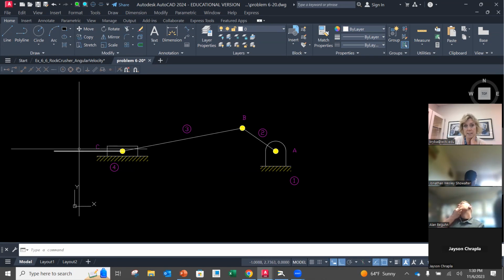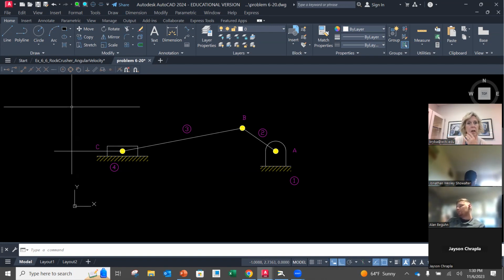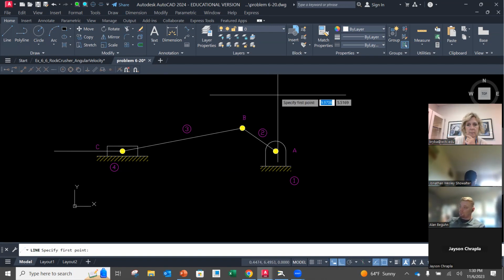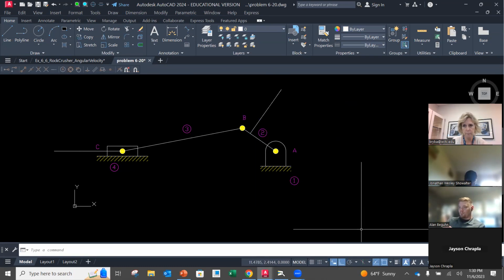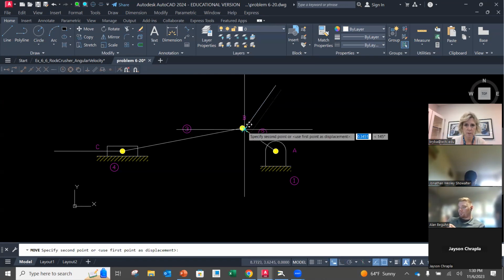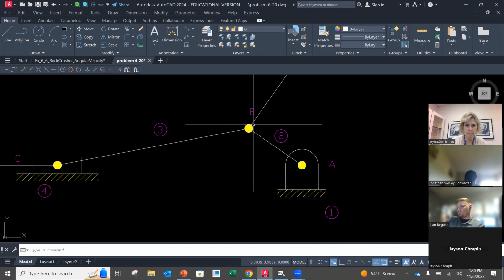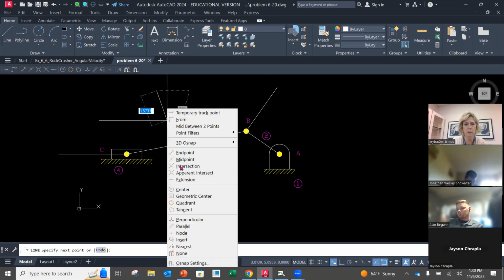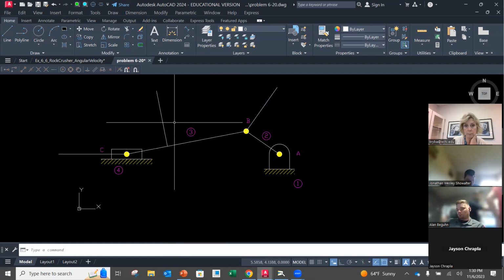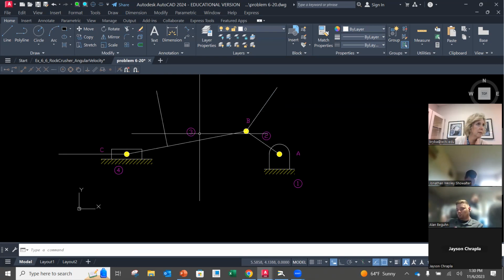So I've got my ortho on. The velocity of C is going to be a horizontal line because it's constrained horizontally. Then I'm going to do a line out here, and then I'm going to go perpendicular to number 2. So I'm going to move this to the endpoint. Okay, so that's the line of action for the velocity of B. And then I need one more line of action, and that is of the velocity of C relative to B. And that's going to be perpendicular to the link connecting B and C.